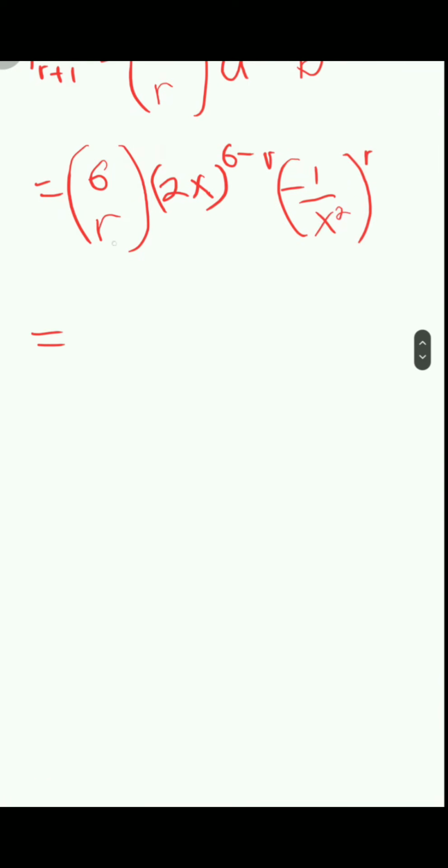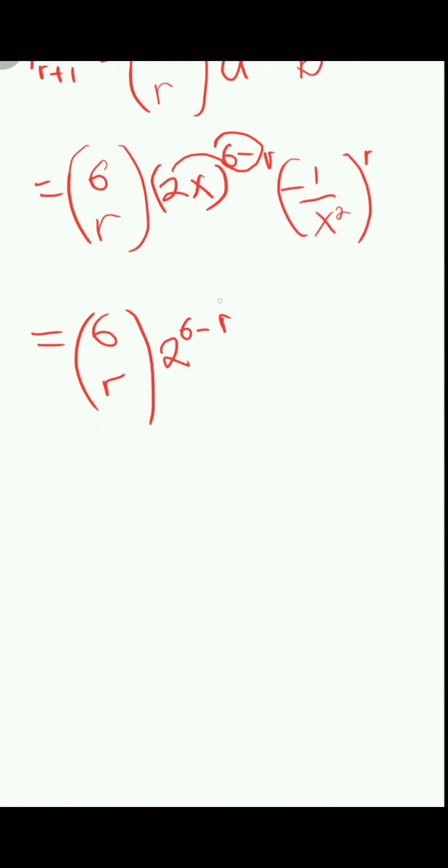Now this will further be 6 choose r, times, so that one can be split out. We say 2 to multiply with the power, which is 2 raised to the power 6 minus r. The same applies with x, which is x to the power 6 minus r. Then the other one, according to indices, can be written as negative x to the power negative 2 times r. This is from laws of indices.